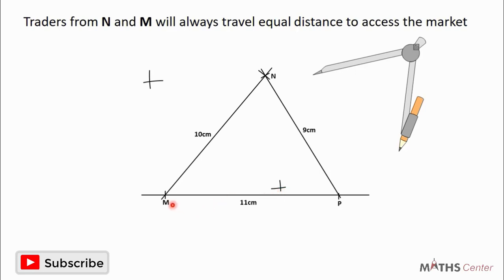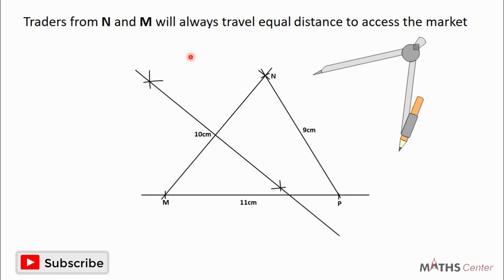To get the perpendicular bisector of the line MN, which will give us the locus of points equidistant from point M and point N, we will draw a straight line to join the points of intersection of the two arcs, just as we have done here. The location of the market can be any point on this line, since any point on this line will be equidistant from point M and point N. So by considering the first condition, we will have a very wide range of possible locations of the market.